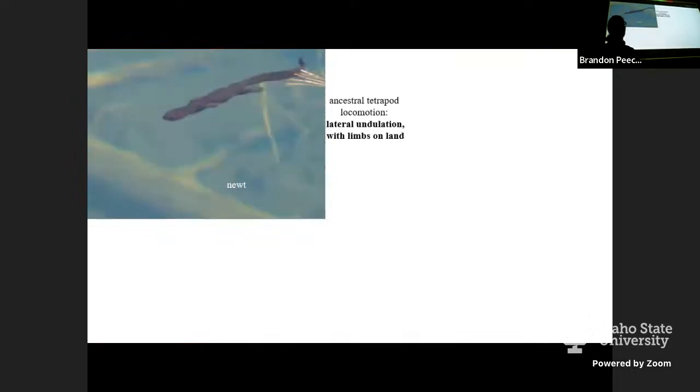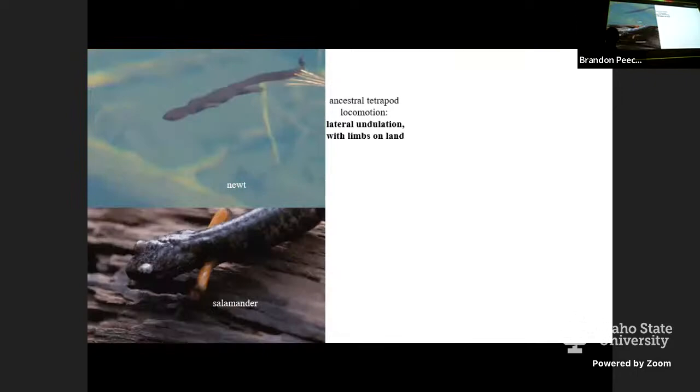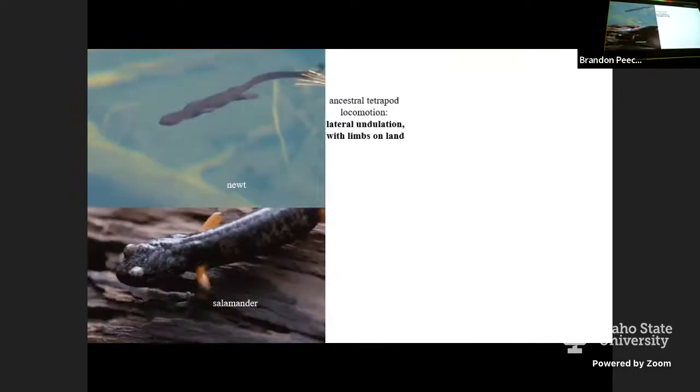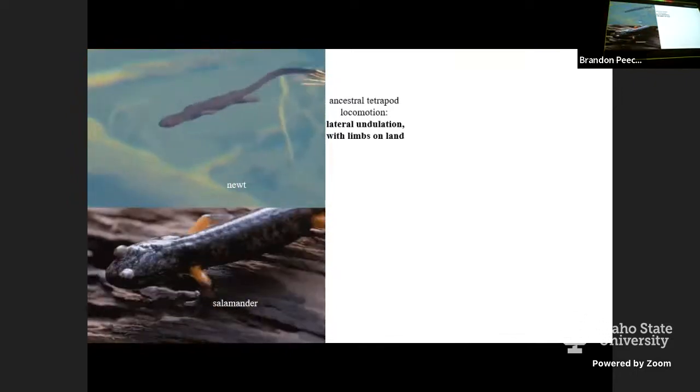So the ancestral tetrapod locomotion is still lateral undulation, but instead of being tail driven, it is limb driven. So you can see the evolutionary trajectory of movement. So here's this newt swimming, but here's a salamander walking. See if you can convince yourself of its limb driven lateral undulation.